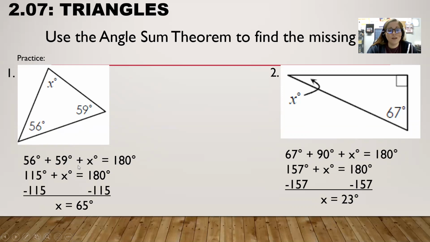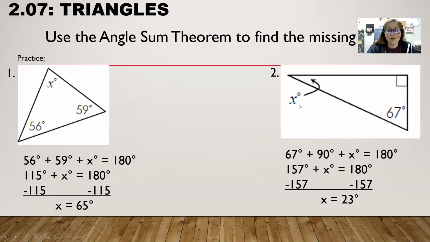56 plus 59 plus x. If we combine like terms, 56 plus 59, we get 115 plus x equals 180. Subtract 115 from both sides to do the inverse. We get a missing angle measurement of x is equal to 65 degrees.